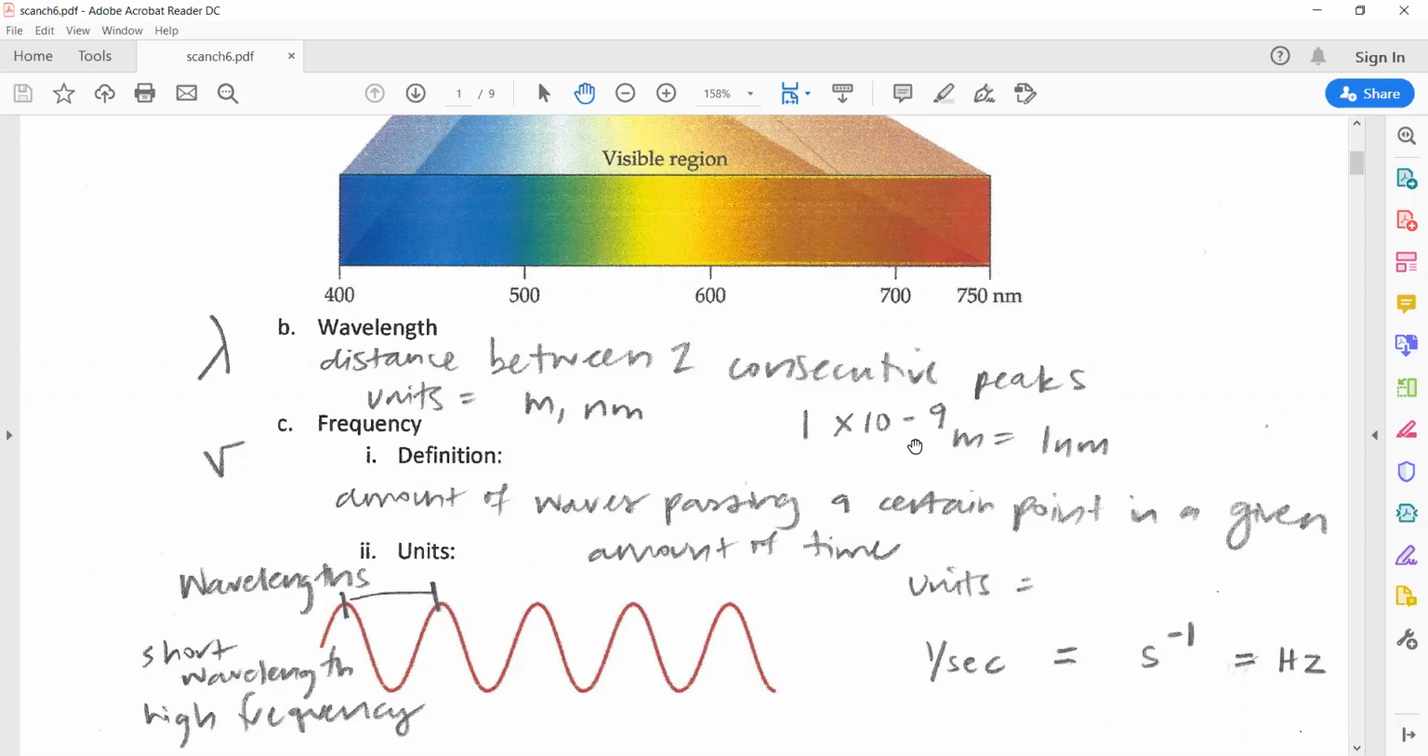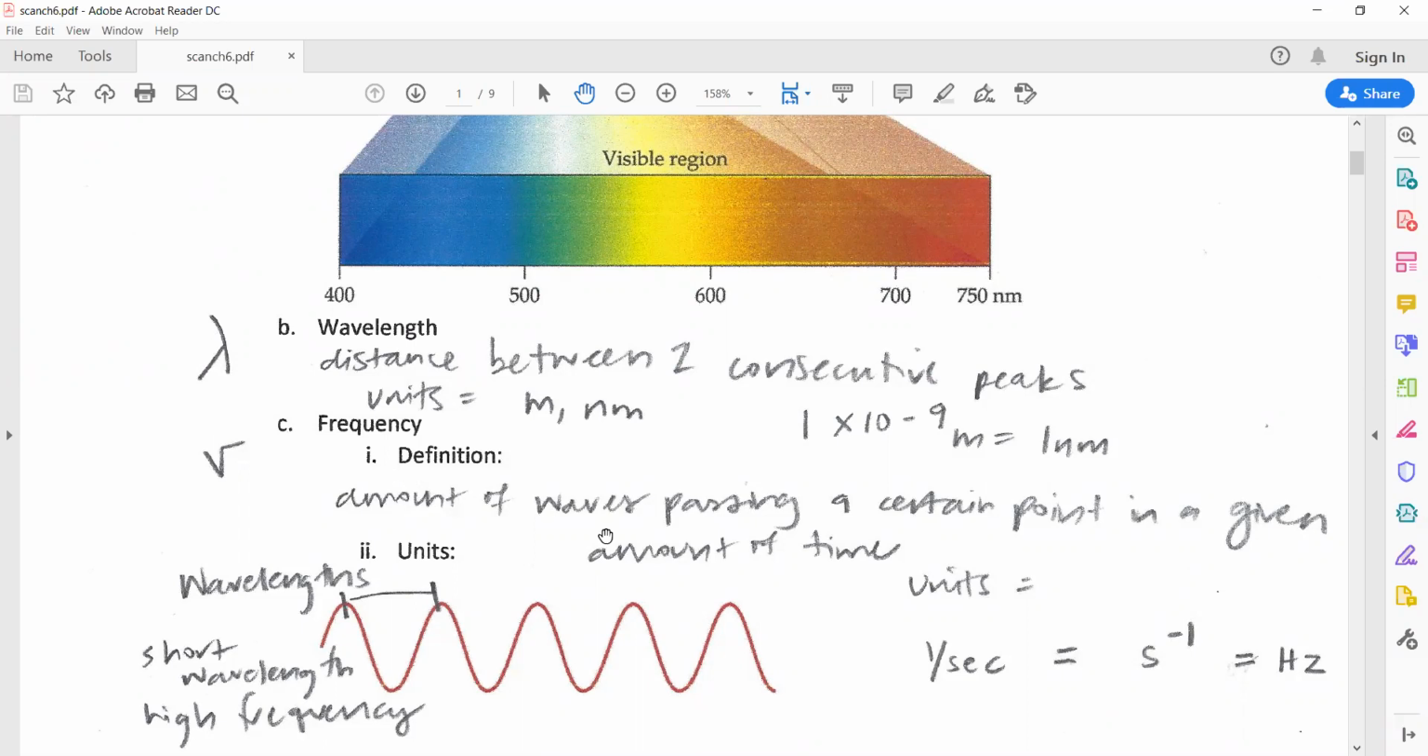Here's a conversion you'll want to be really familiar with as we go. 1 times 10 to the negative 9th meters is 1 nanometer. That goes back to just the prefixes. That's what nano stands for, 10 to the negative 9th. Wavelength, its variable is this lambda. It's kind of like a backwards H a little bit.